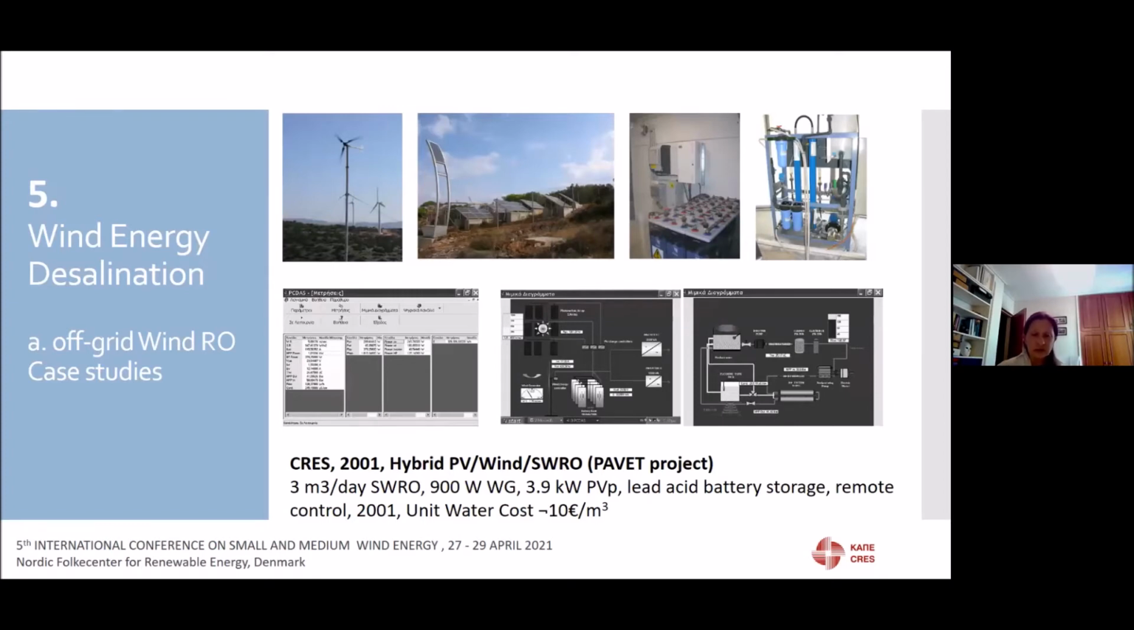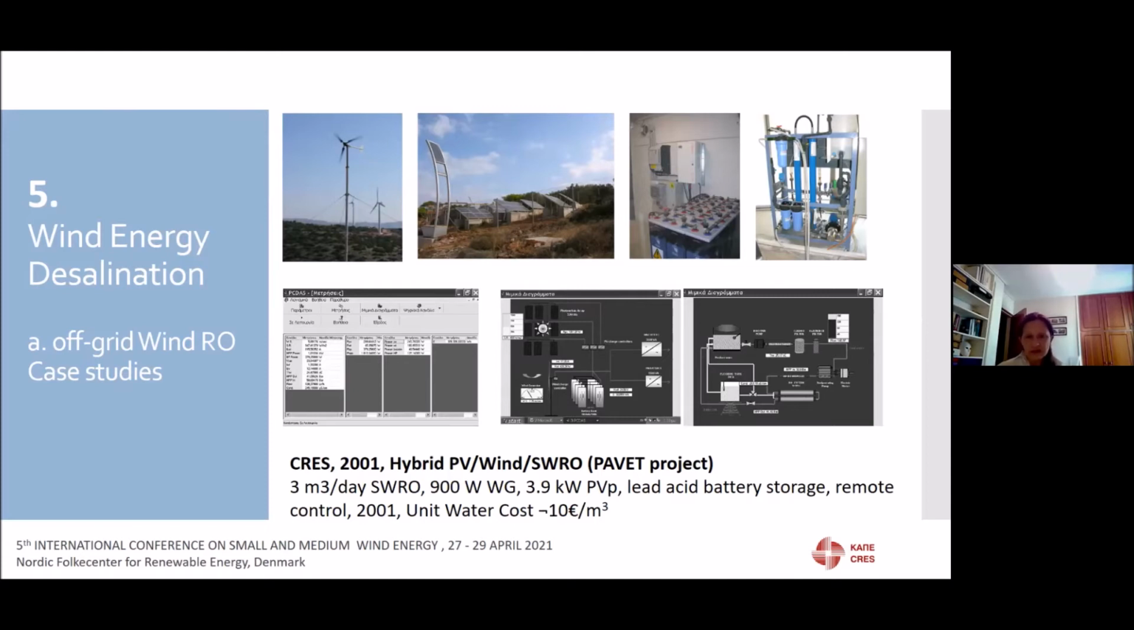The first concerns a hybrid PV wind seawater RO system developed by CRES in 2001 within the PAVET project. It is a 3 cubic meters per day seawater RO driven by 900 W wind turbines and around 4 kilowatt PVs. The system includes lead-acid battery storage, full automation of the RO unit, energy and water management control, which is important in off-grid, but also, of course, in on-grid systems, and remote control operation.